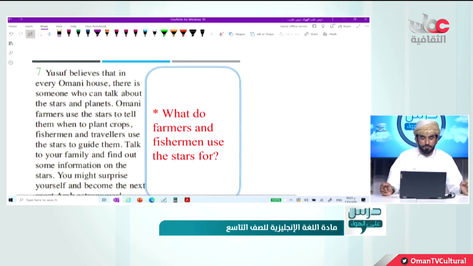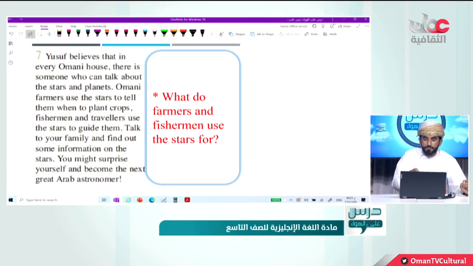Yusuf believes that every Omani house. What do farmers and fishermen use the stars for? Sorry for being very quick here. Yes. So what is the way, what did we say first? What is the reading strategy that we have to apply? Very nice. Look at the last phrase, the stars fall. Right, now in this question, I made it myself, and to be honest, I did it for a purpose. If you look at this phrase, the stars fall, we cannot find it.